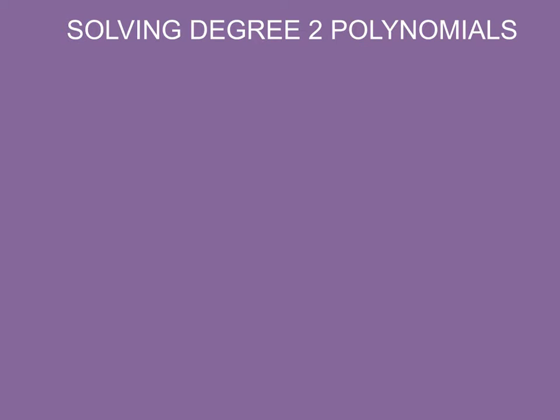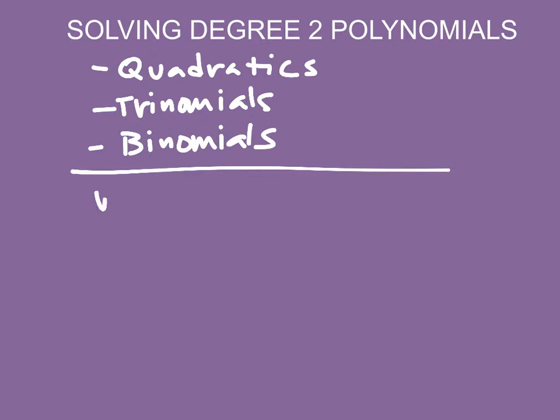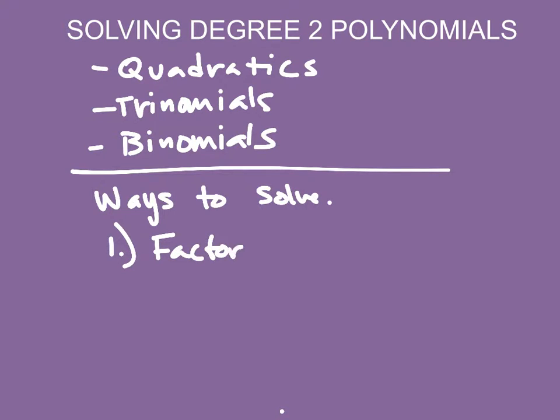We consider these quadratics. We consider them trinomials, and we also call them binomials. And so what we want to do is think of the ways to solve. The first thing that you always want to do is look to see, can you solve by factoring? Can you factor? If yes, then factor. But if no, then you want to do the second option, which is the quadratic formula.